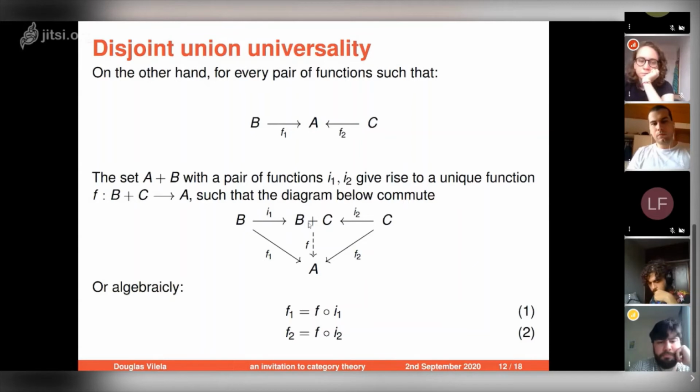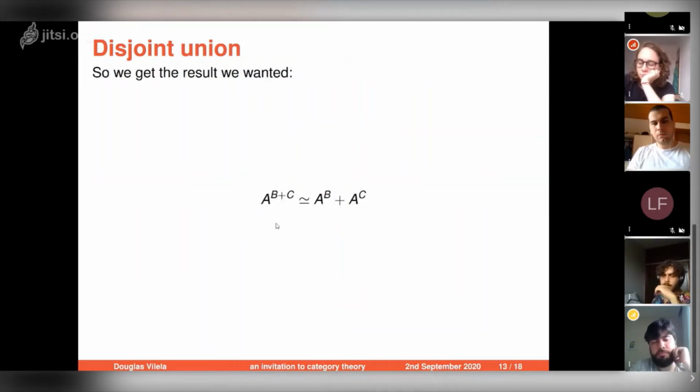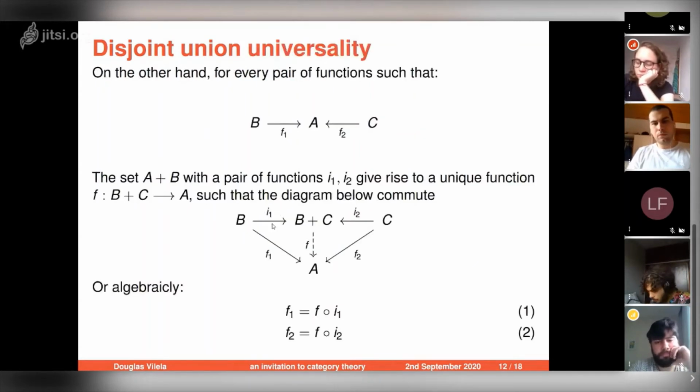I prefer to think in that diagram, but it's just saying that different paths are equal to one another. So, for example, that expression means the composition of these functions is equal to this function here, and in the same way for the other triangle here.